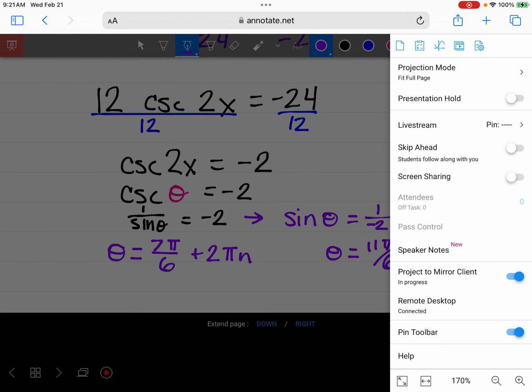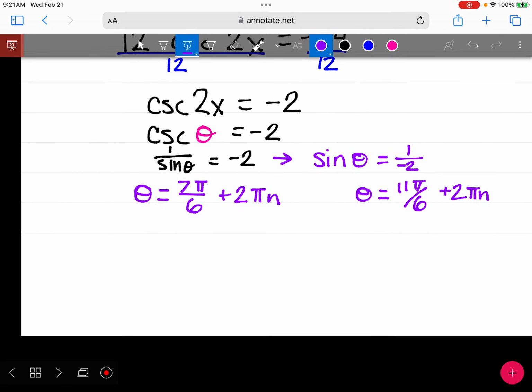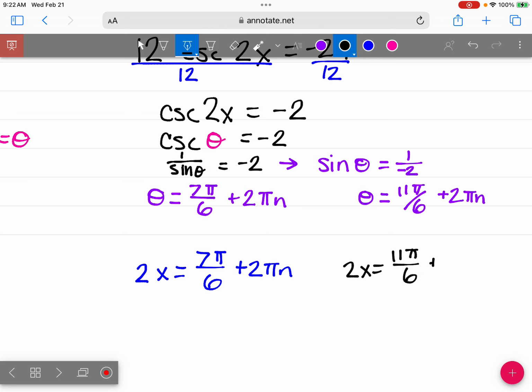I'm going to give us a little bit more space here. Because we didn't want to know about theta, we wanted to know about x. So we got to come back and substitute this piece back in. So we know that theta was 2x. So 2x equals 7 pi over 6 plus 2 pi n. And that 2x equals 11 pi over 6 plus 2 pi n.